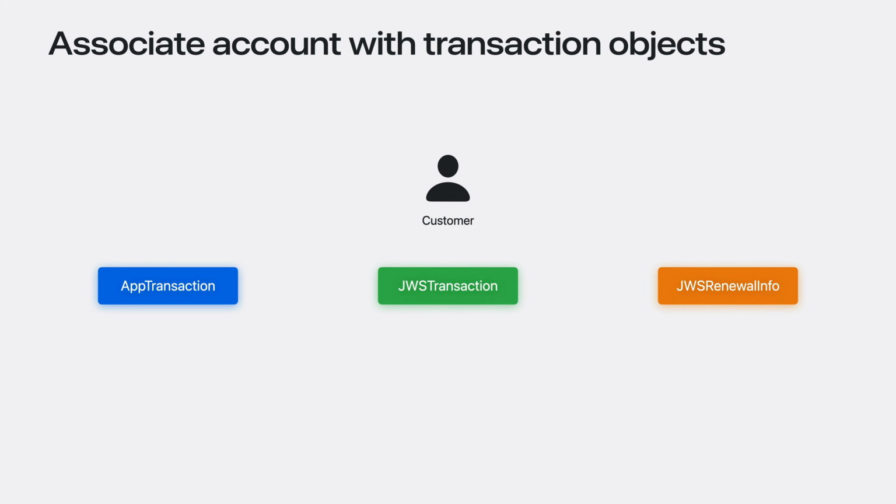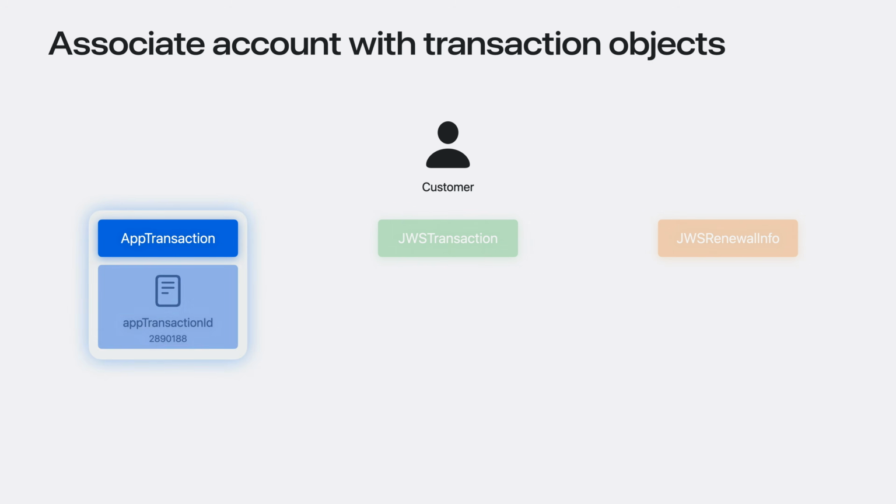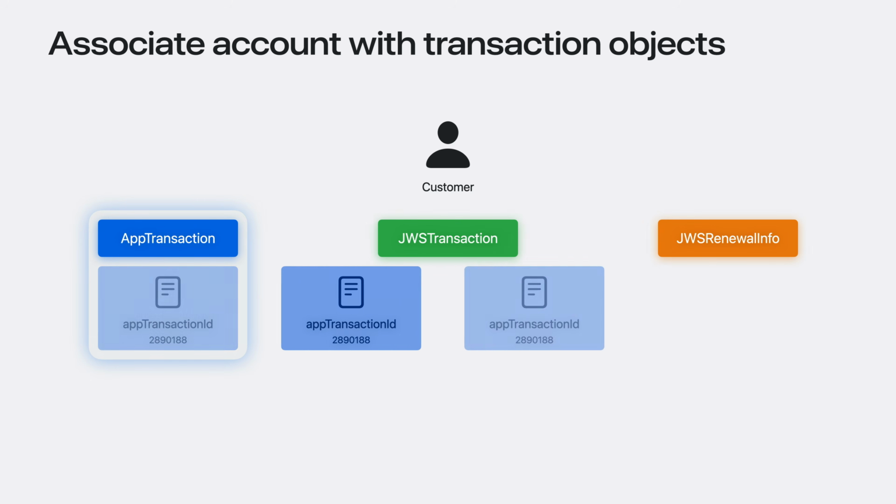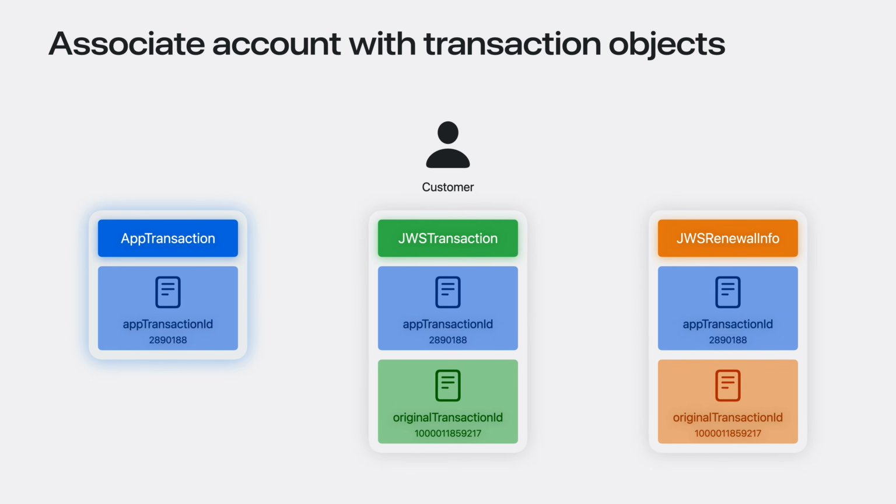Here's one way to use the app transaction ID to associate your customer accounts with the App Store transactions. First, when a customer downloads your app, associate the customer account in your system with the app transaction ID present in the app transaction object. One way to get app transaction object on your server is by sending this info from your app. When a customer makes an in-app purchase, JWS transaction and JWS renewal info include the same app transaction ID. So you can associate once and reuse across all App Store transaction objects.